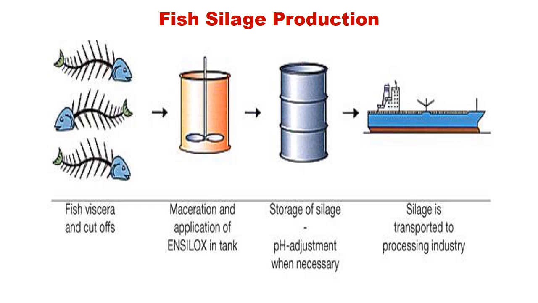Here once again we can see a brief of silage production, which I am going to discuss in more detail later. So we can collect all the fish processing waste, including the viscera and other bony parts, heads, etc., which should be ground or macerated and put into a tank, and then it will undergo fermentation by the action of enzymes and bacterial production, and finally we can adjust the pH when necessary and store it, and then it goes to the industry where it will find use in livestock or aquatic feed production.